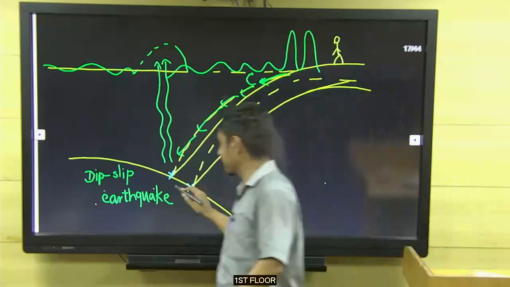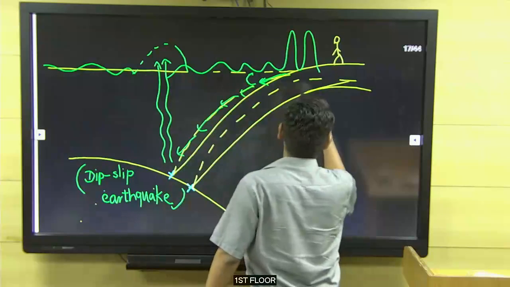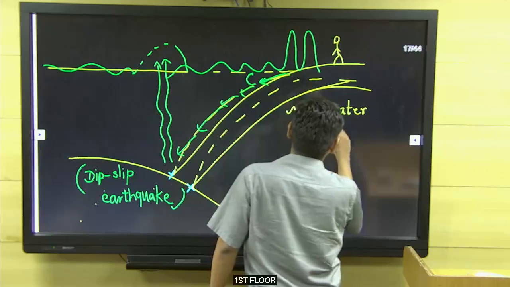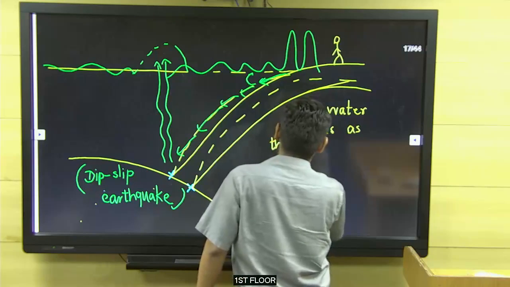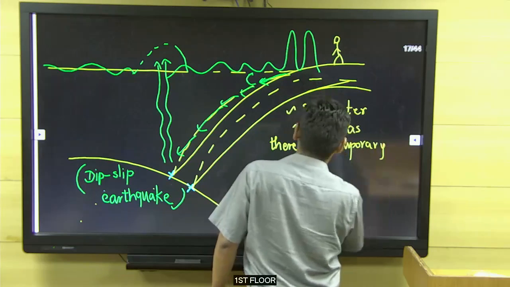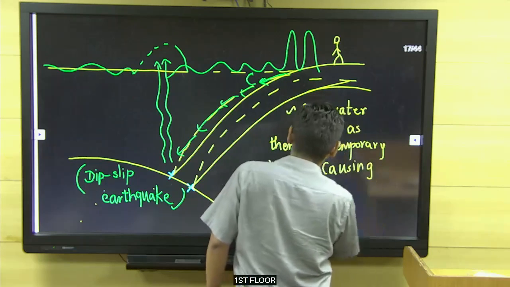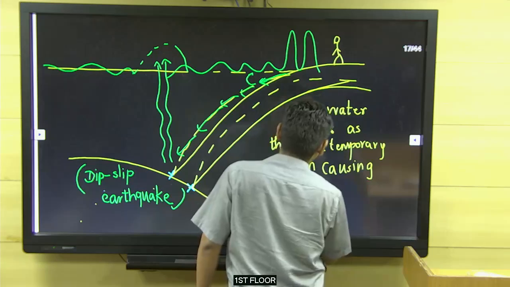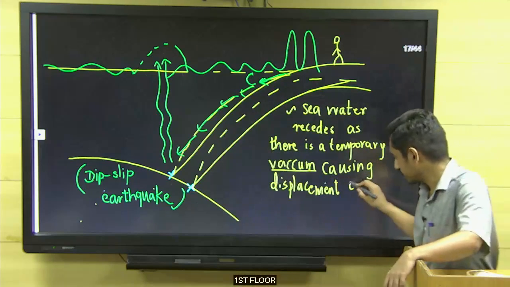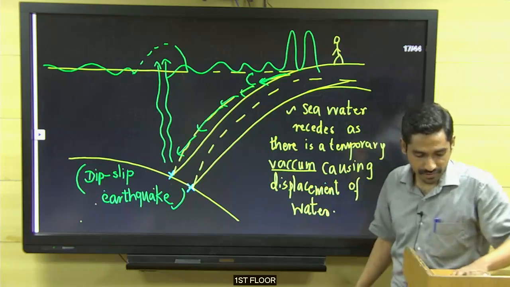So dip-slip earthquake. Only dip-slip earthquakes are capable of causing tsunamis. Is it fine? Seawater recedes as there is a temporary vacuum, causing displacement of water. Vacuum means open space. Temporary vacuum causing displacement of water. Is it fine? Now we'll see the video.